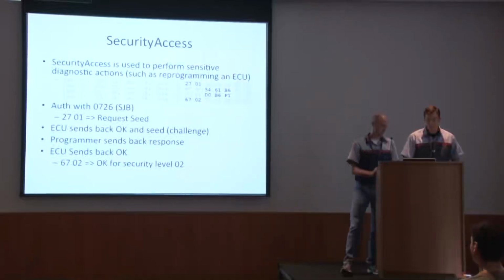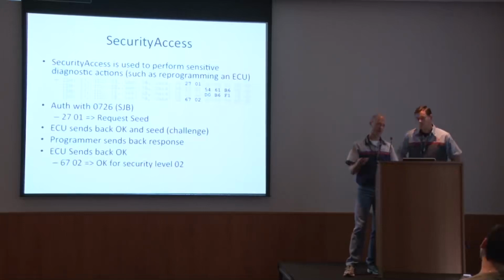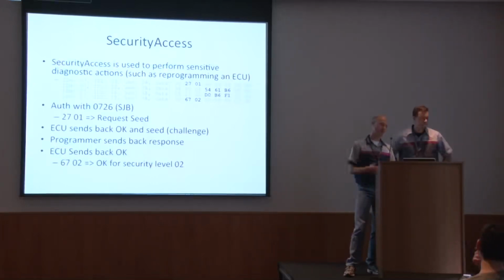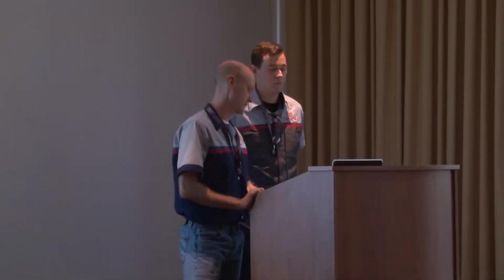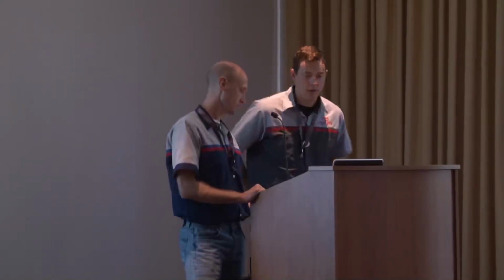Basically you're proving to the ECU that you should have privileged communications by using a proprietary algorithm and its key to compute a response. So it's kind of like a password. They don't publish what the algorithm is, but we'll talk later about how we figured that out.